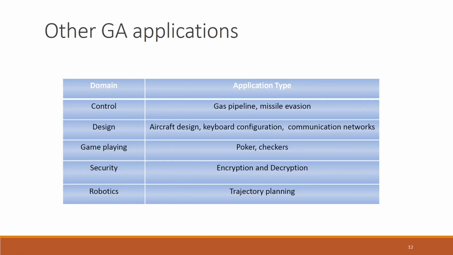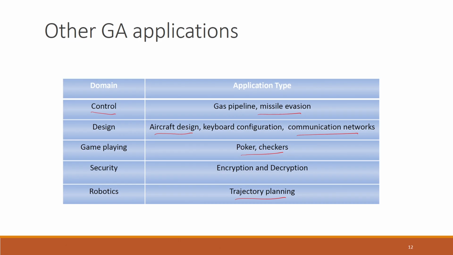Okay. So genetic algorithm has a lot of applications. It is used in a lot of places where we require control of some equipment, like for example if you have to do missile launching, missile evasion, aircraft design. It's also used in communication networks. It's also used to find solutions of various games. It can be used for trajectory planning and so on.